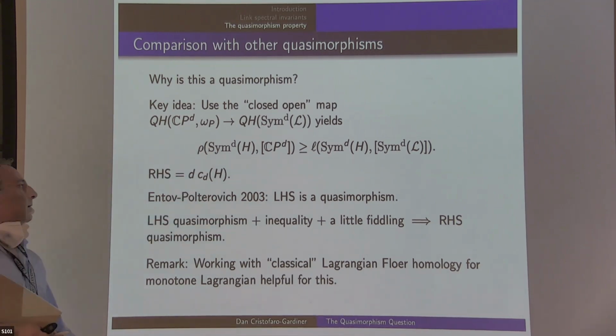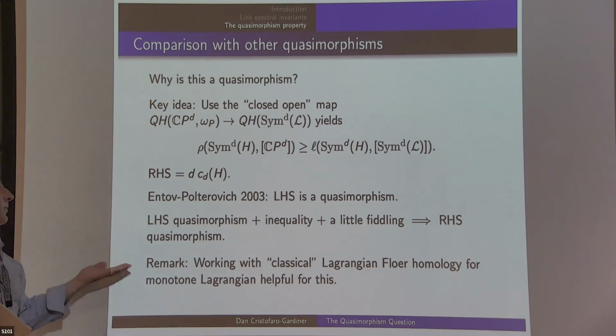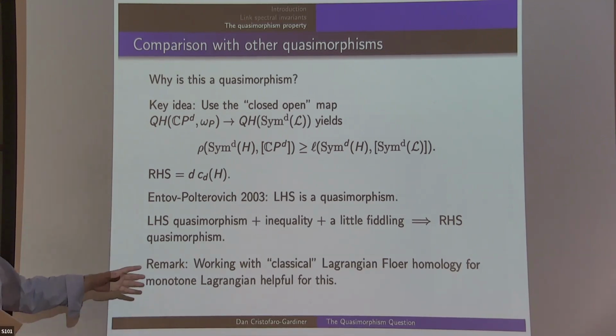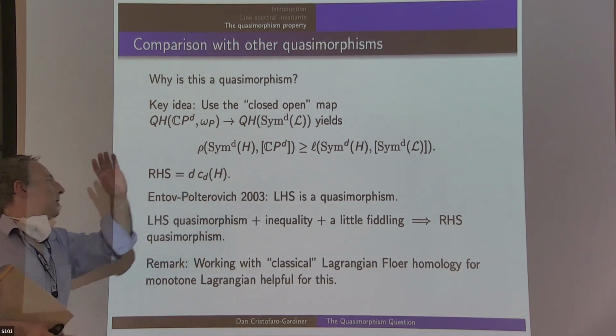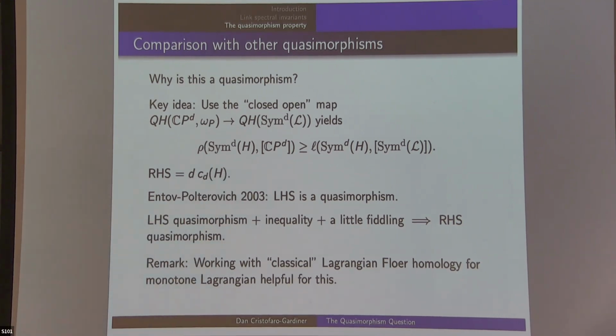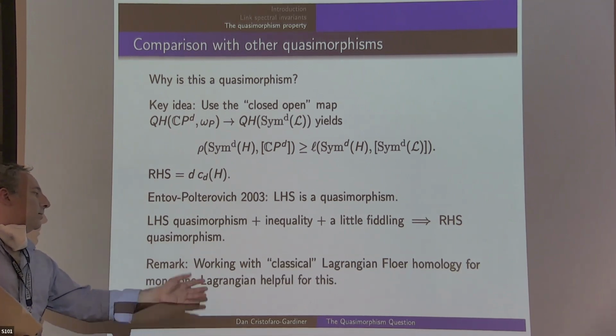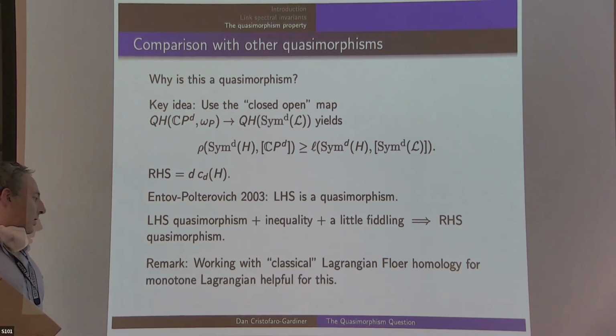So if you take this inequality and use the fact that this is a quasimorphism, and do a little more fiddling, for example using duality to get a similar lower bound, you get that the right-hand side is a quasimorphism as well. Anyways, this is one place where working with the so-called classical Lagrangian Floer homology is helpful.